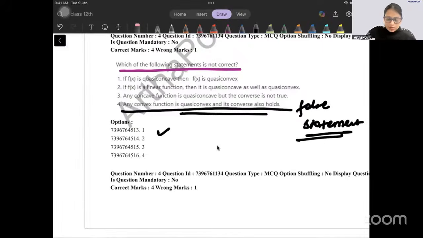If you want, I can take a 1-day marathon on this topic to make it more clear, right? So we can probably take a session on Monday and only do quasi-concavity and convexity. Okay, we'll take it in detail. The next session after matrix and determinants, we'll take one on this. Okay, done.